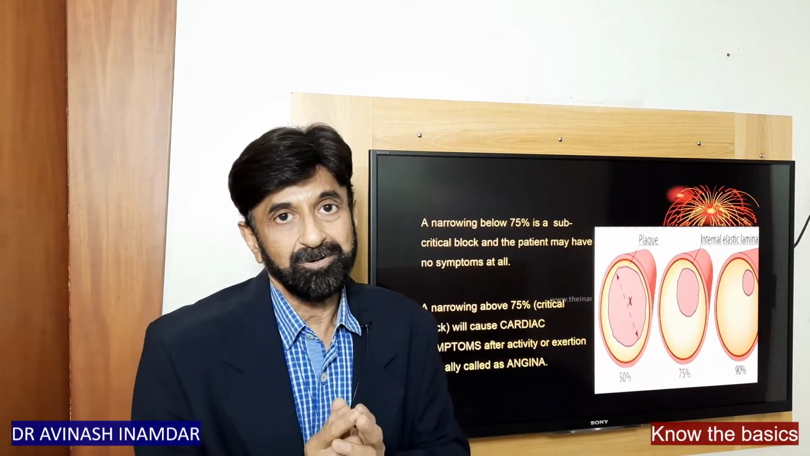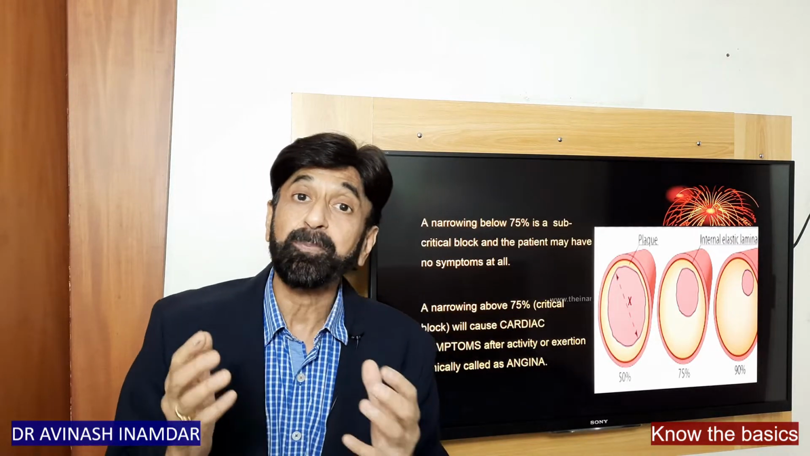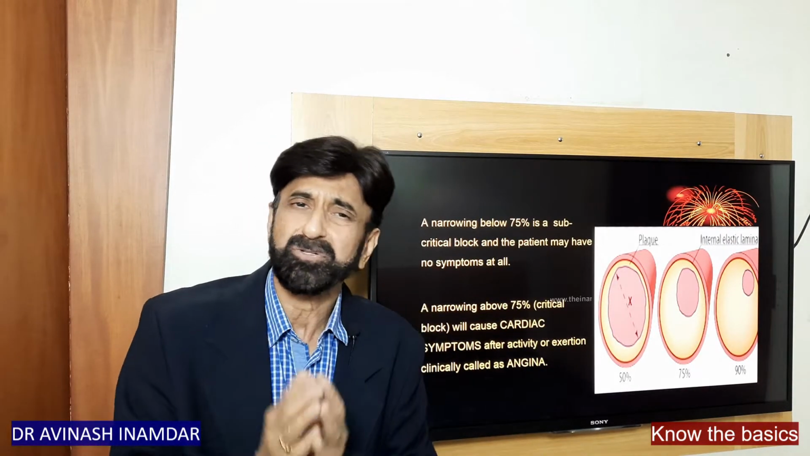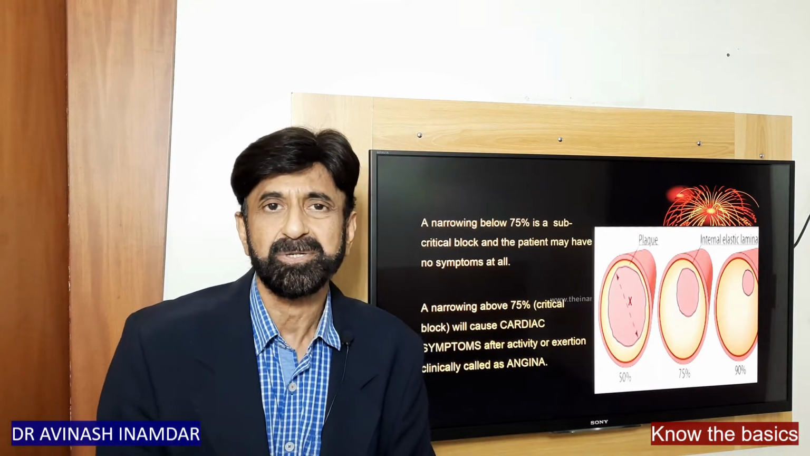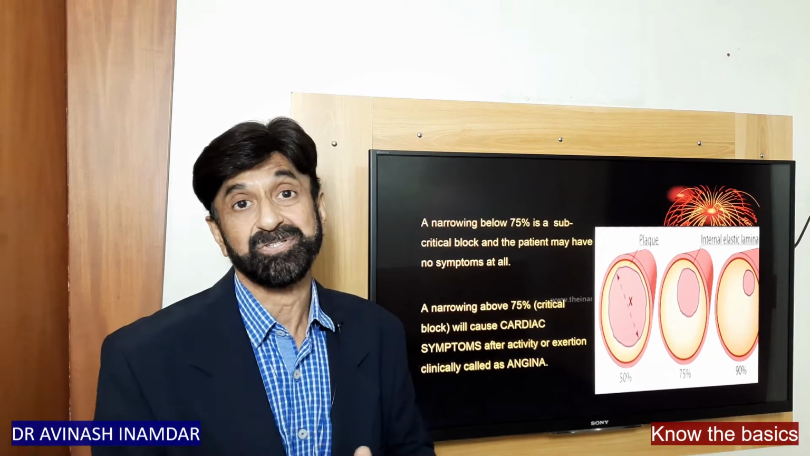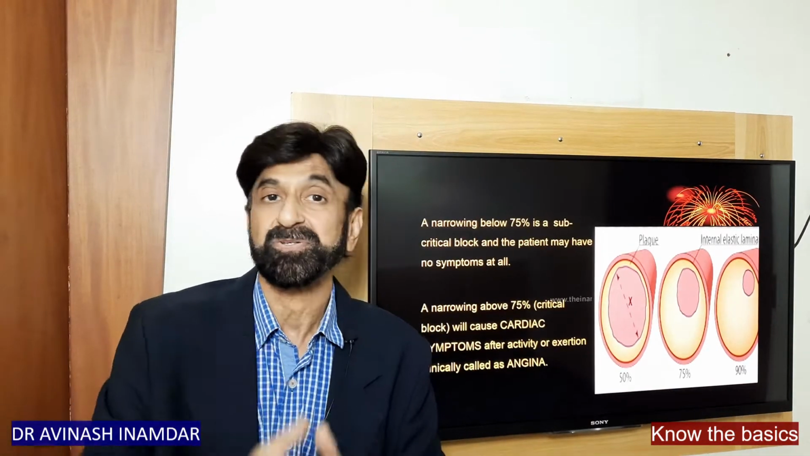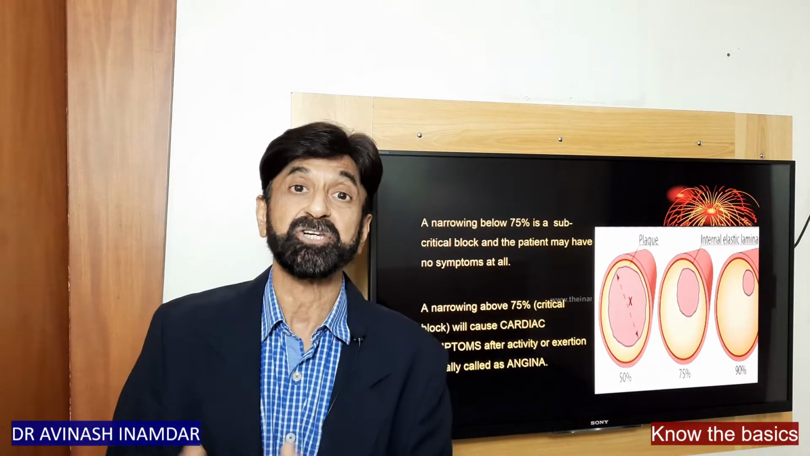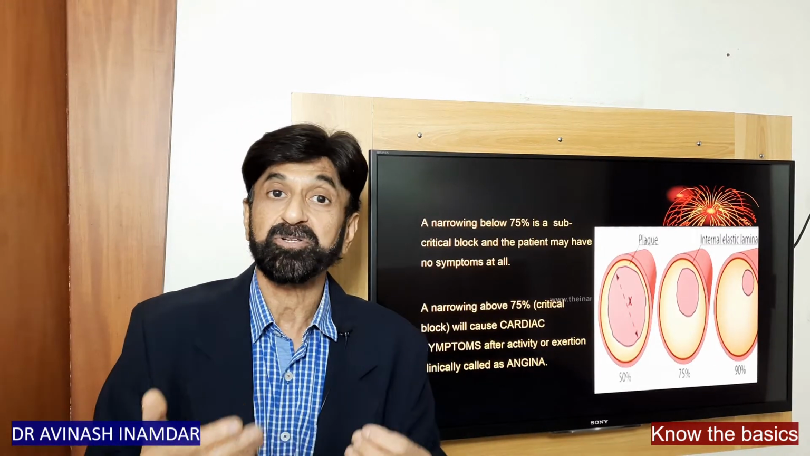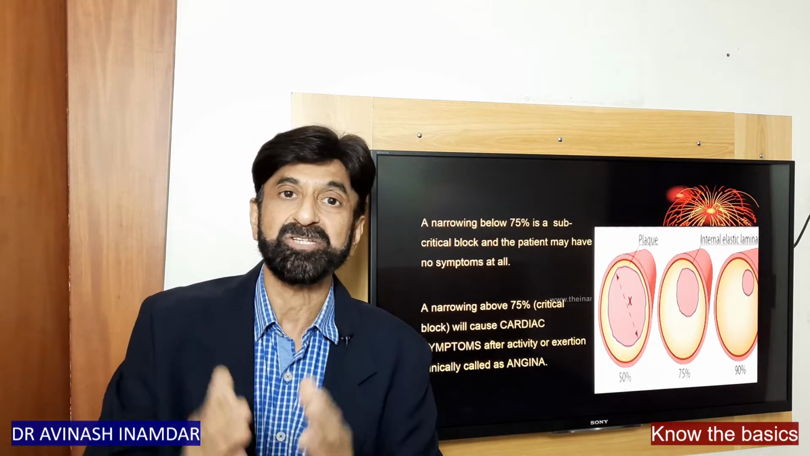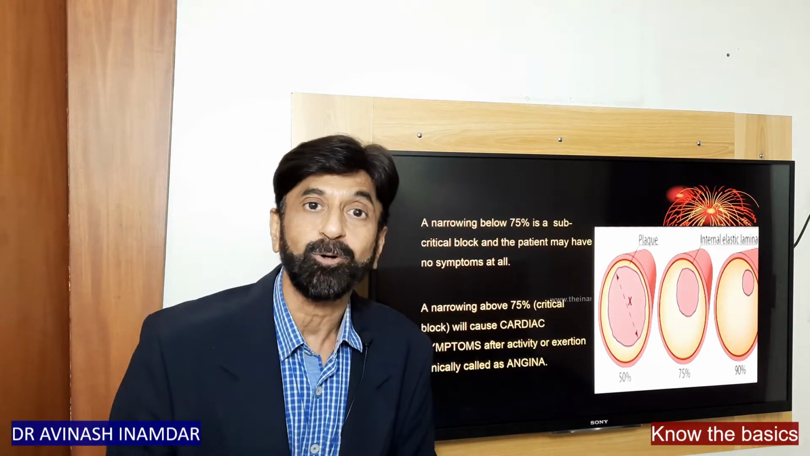Now, any narrowing which is less than 70% or 75% is considered a subcritical block, and mostly these patients do not have symptoms like pain in the chest or breathlessness. But as the lesion progresses and any block becomes more than 70 or 75%, it is called a critical stenosis or critical blockage, and that can give rise to the symptoms. Especially the main symptom is pain in the chest, which we technically call angina pectoris.